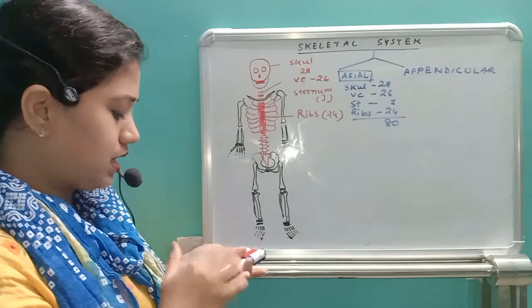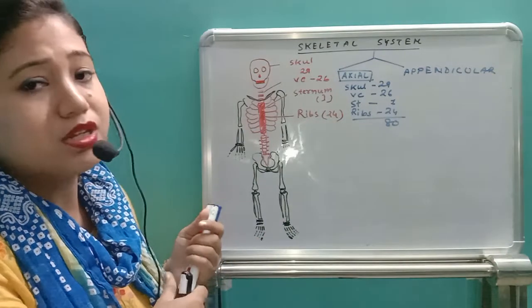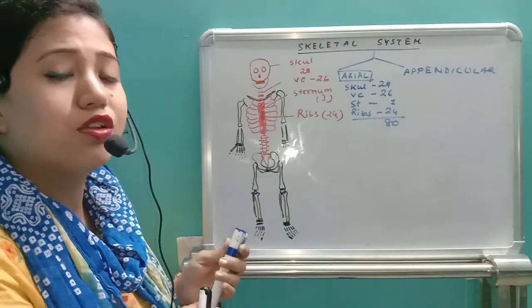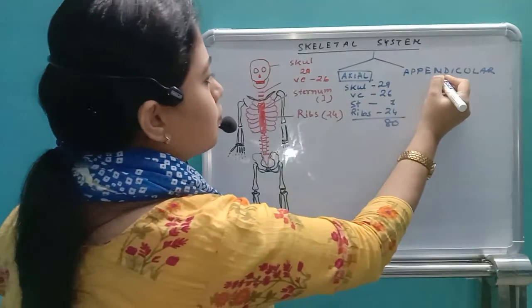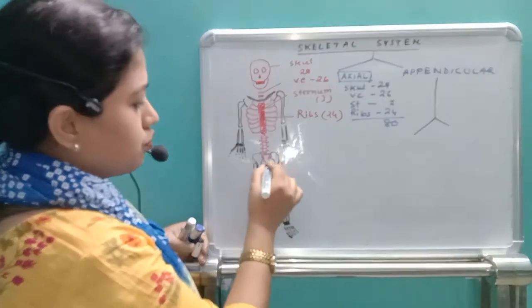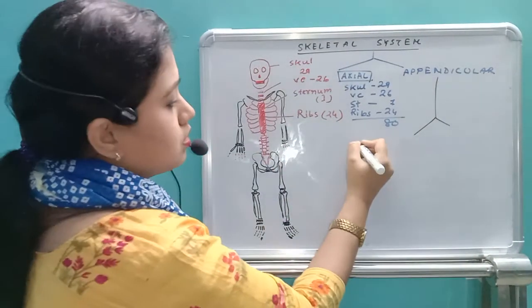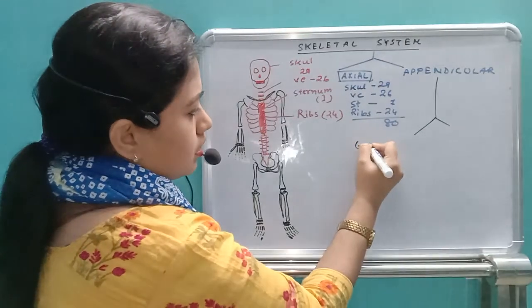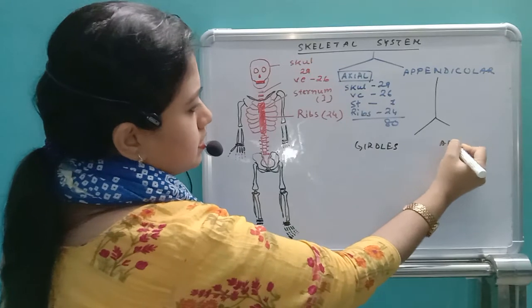Next we will see this black part, which is our appendicular skeleton. How many bones do we have in the appendicular skeleton? First of all, as I told you, there are girdles. How many girdles do we have here? 1, 2, 3, 4. The girdles can be divided into two types. These are the girdles, and then we will see the appendages.